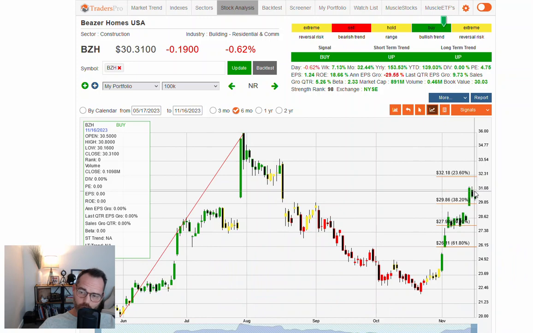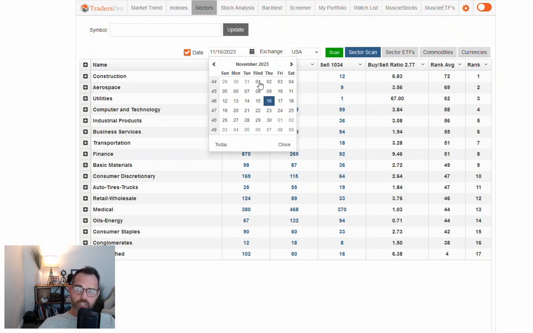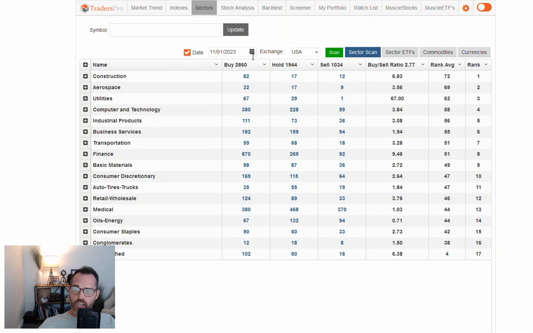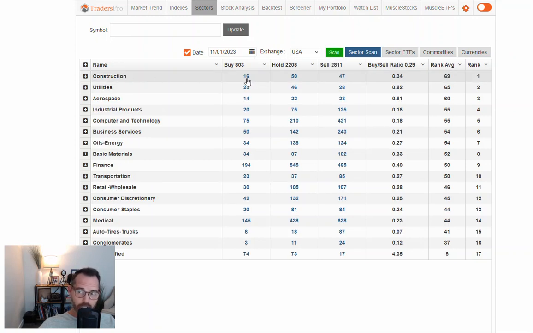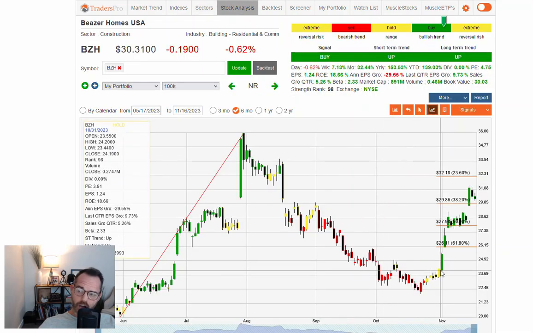What's interesting is I can go back on the sectors as of November 11th, which is when this market trend actually started to turn. I could ask, what were the leading sectors then? Well, construction was leading. There were only 16 stocks at the time, but it was still leading going into that overall market trend. From there, we could take a stock like Beazer and ask, what's the early confirmation of that trend?